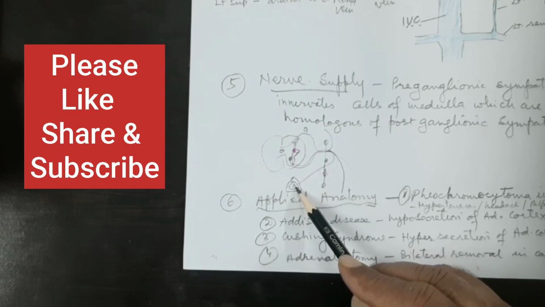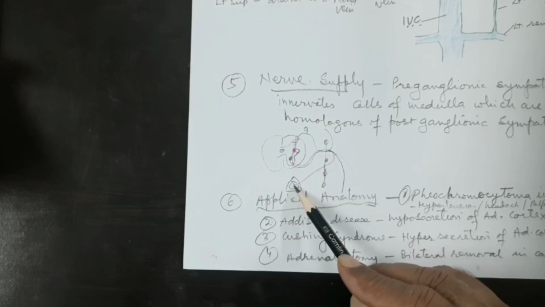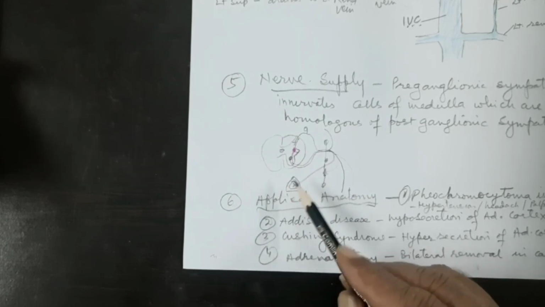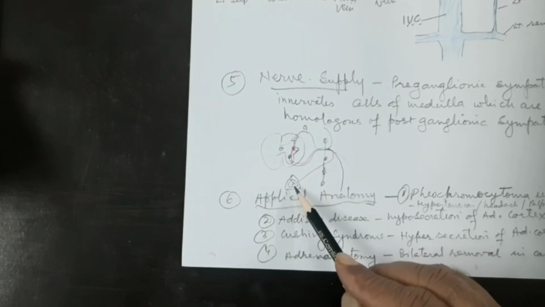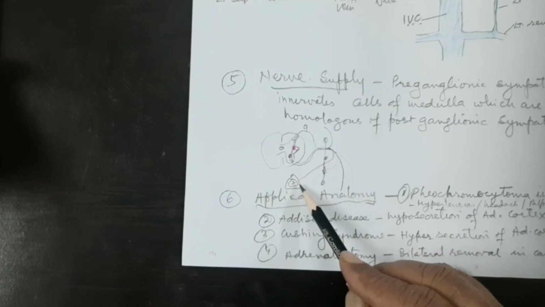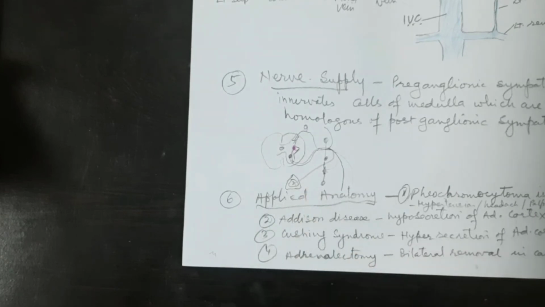It is said that the cells of the suprarenal medulla are homologous to the postganglionic sympathetic neuron, and that's why the preganglionic fibers come and directly supply them. And they secrete epinephrine and norepinephrine. They come from the neural crest to form the medulla.